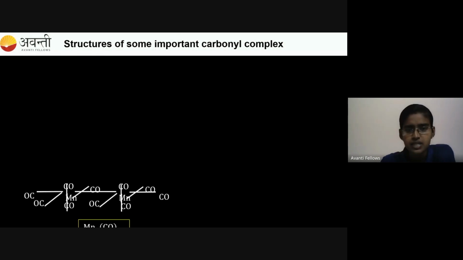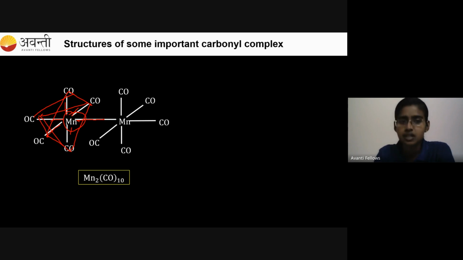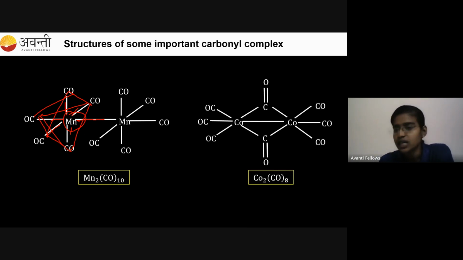Some more examples are manganese carbonyl, Mn2(CO)10. Around each manganese, you can see 6 CO ligands are attached. Each manganese is surrounded by 5 CO and one more manganese on this side. So it has a square pyramidal structure. This is the square plane; if I connect this to the top CO, I will get a square pyramid. The last example is cobalt carbonyl, Co2(CO)8. This is the metal atom, cobalt, and this is the carbonyl ligand. So 8 ligands are there and 2 cobalt metal atoms. All these 5 compounds are examples of metal carbonyls.